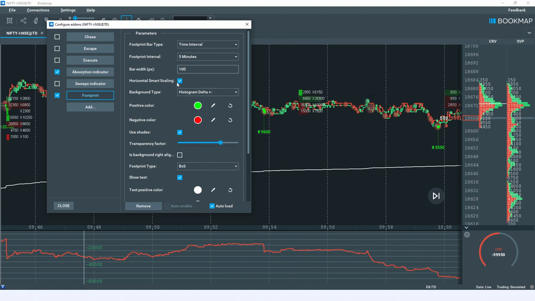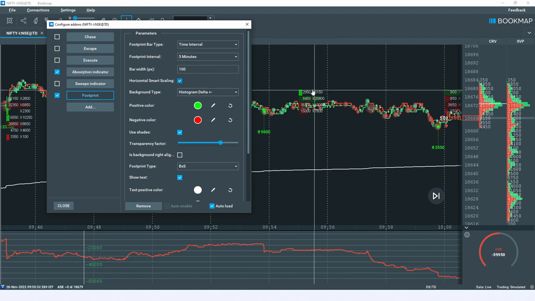Then we have horizontal smart scaling. It is recommended to keep it active, because then the text and overall bar width will be adjusted automatically. So smart scaling is absolutely important, and I don't want to change anything here. And for the background, I'm going to look at the histogram. Whatever graphical information we are seeing here is nothing but the histogram delta, plus and minus. So it shows us three pieces of information.